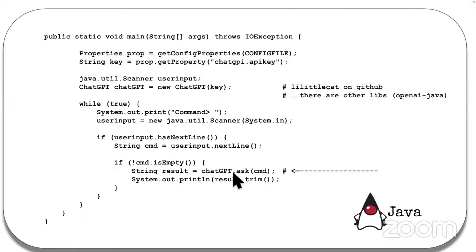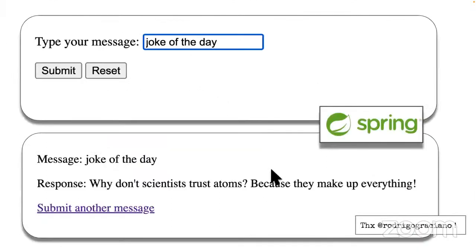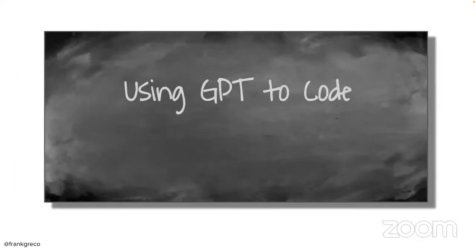So this is basically ChatGPT in Java. That's all there is to it, right? He has a ChatGPT object. I get data from the user. I send it to ChatGPT. I get rid of that annoying \n here. And then Rodrigo in 5 minutes created the Spring Boot version. So it was pretty simple.